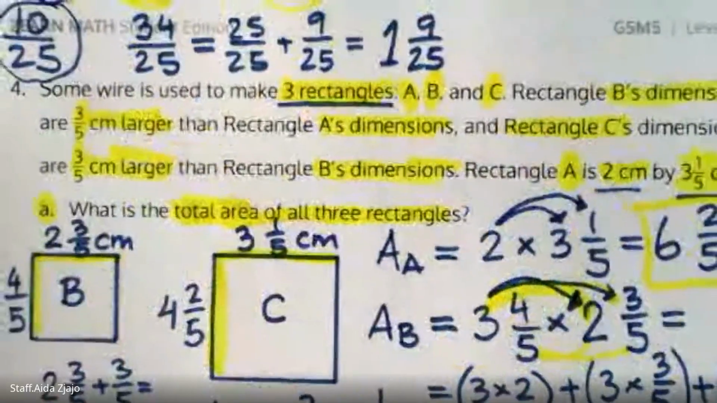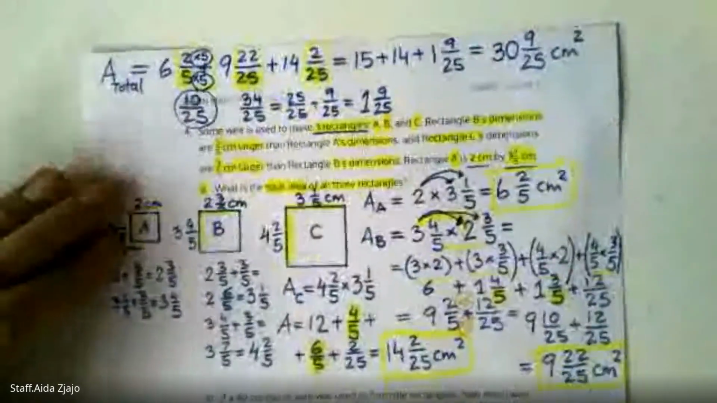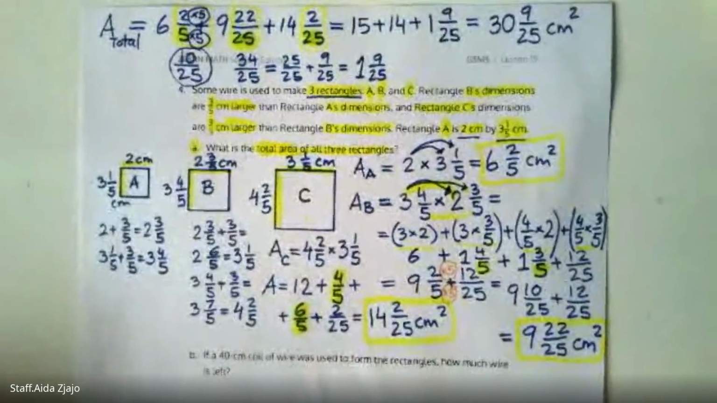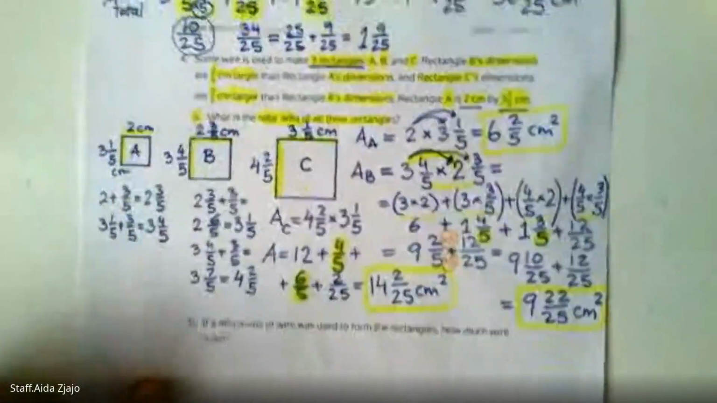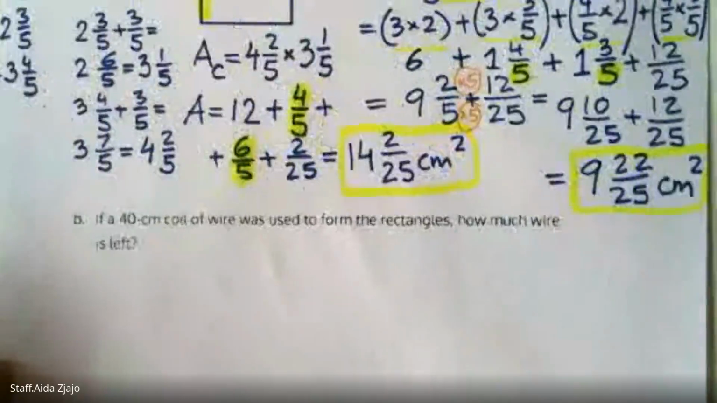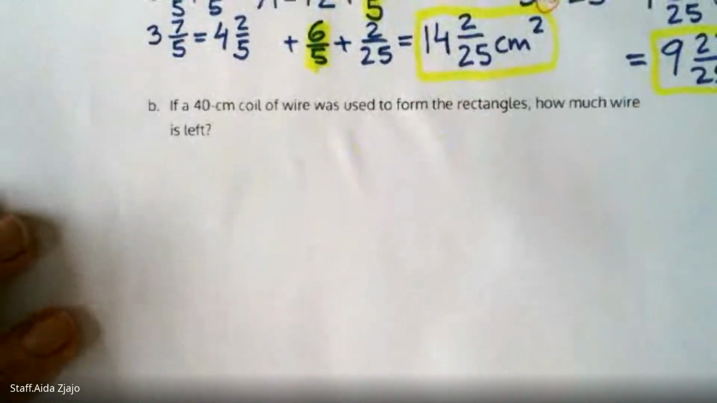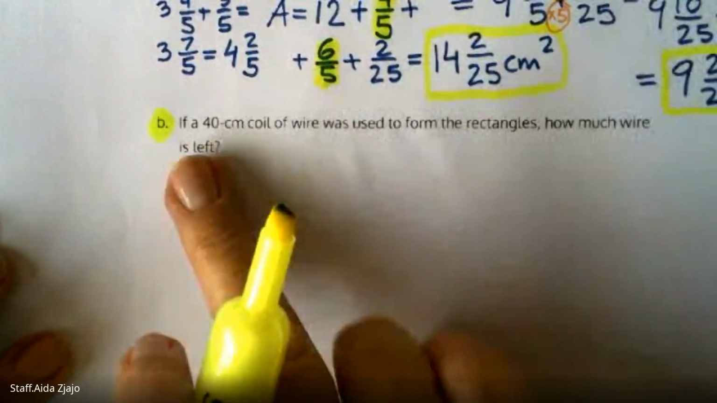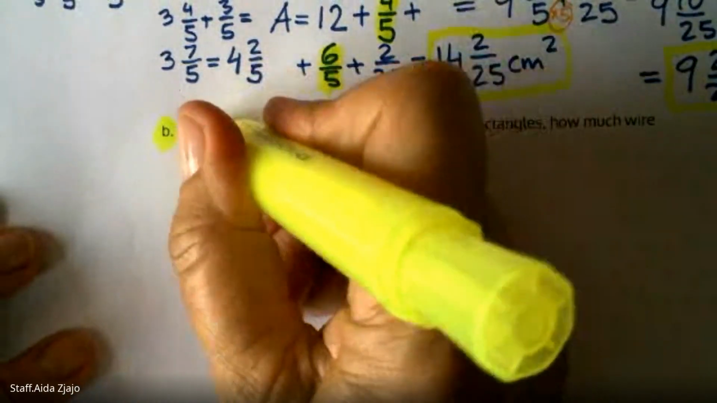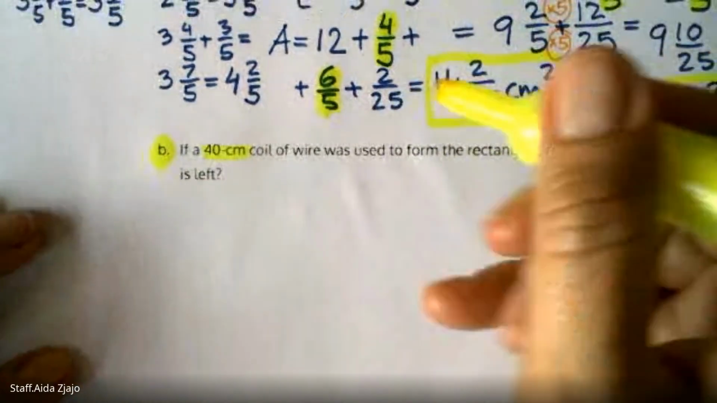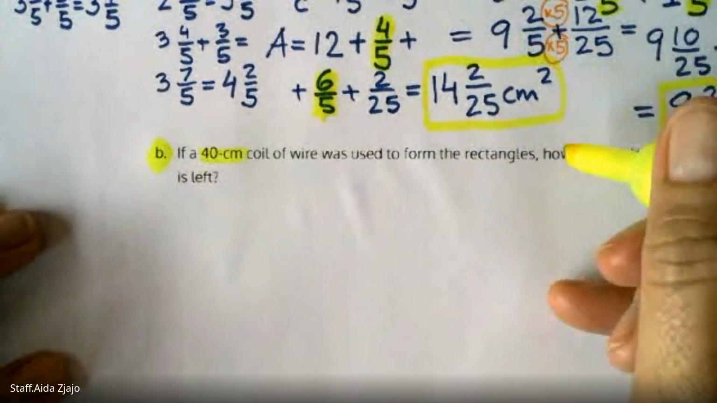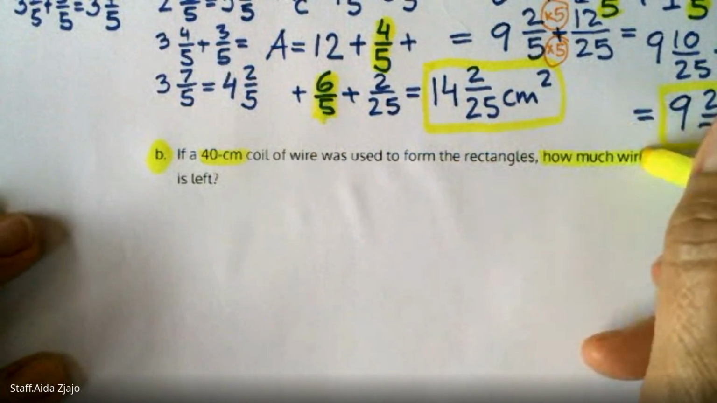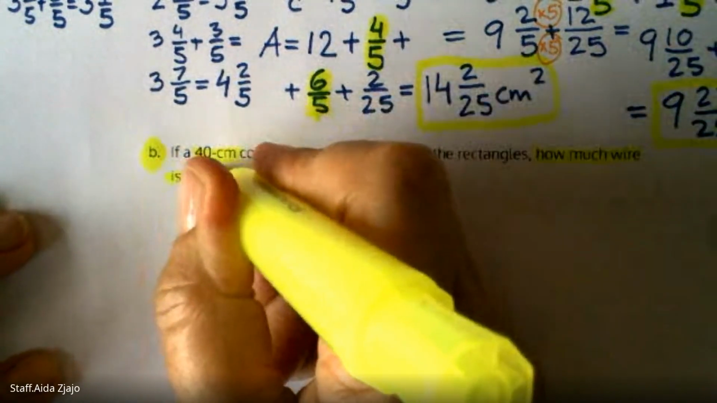so let's make it smaller. It looks like a windy outside. So that was problem 4, but only A. Now we are working on the number, it's B. So they say now, if a 40 centimeters coil of wire was used to form rectangles, how much wire is left? How much wire is left?